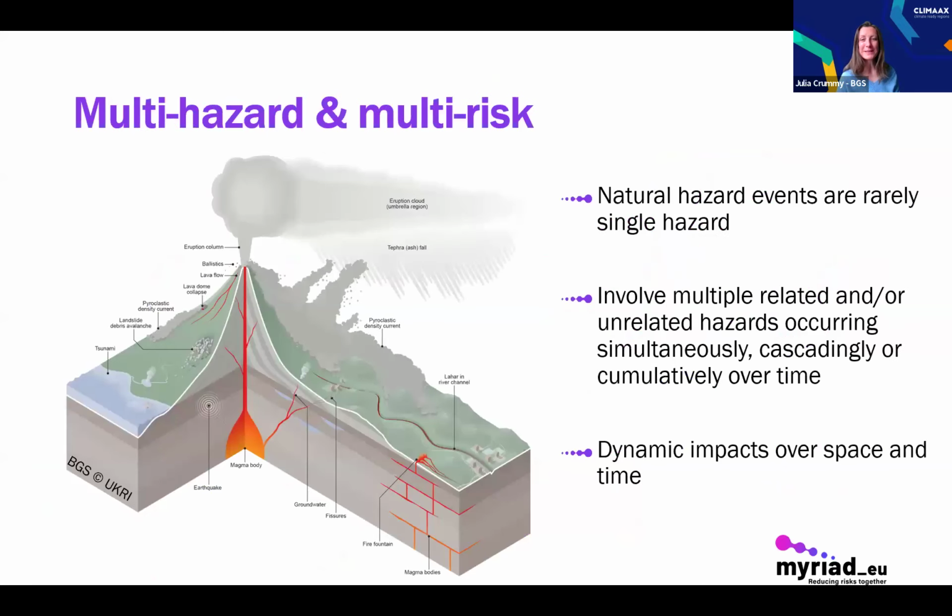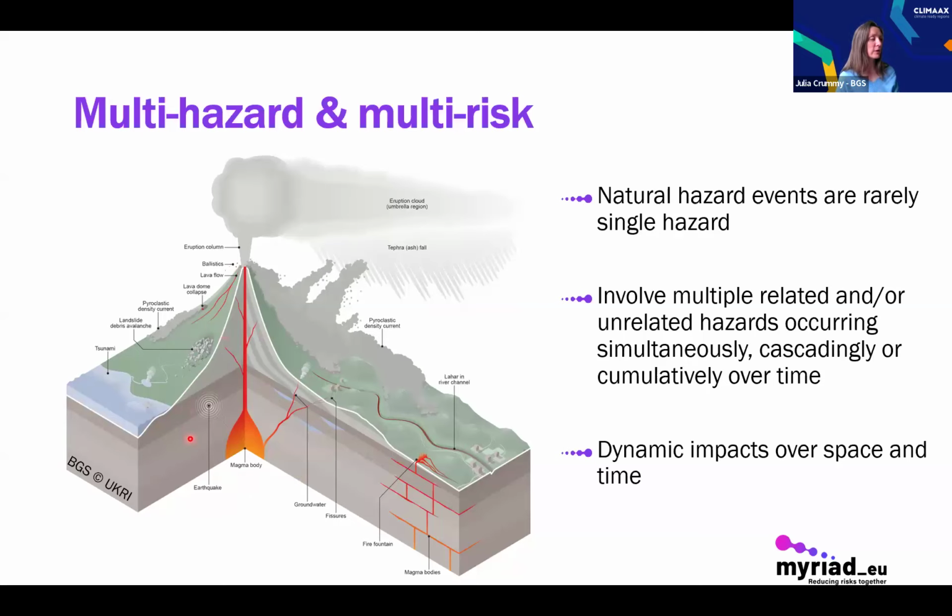As a volcanologist, I had to stick something in here, but it's a really good example of showing what multi-hazard events really are. Natural hazard events are rarely single hazard. Often you have interacting hazards that occur simultaneously, cascadingly, or cumulatively over time. And these can change, and you can have a lot of different relationships and interactions happening.